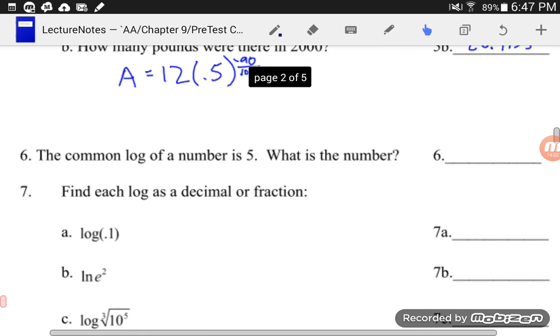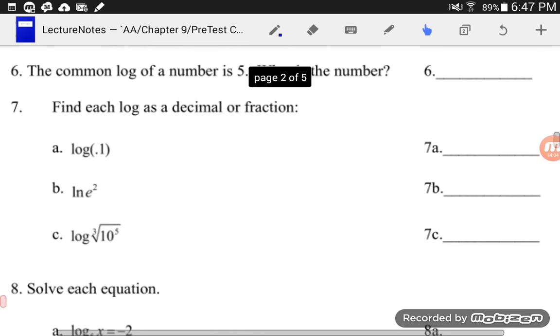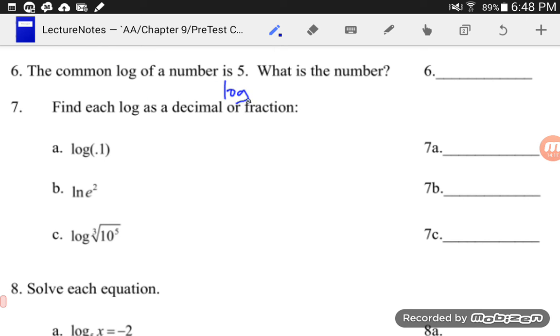Alright, number 6. This one's just kind of a wording thing. Make sure you can understand it. The common log of a number is 5. And in math, the word "is" always means equal. The common log means log base 10. Log base 10 of some number, we're trying to figure out what that number is, equals 5.